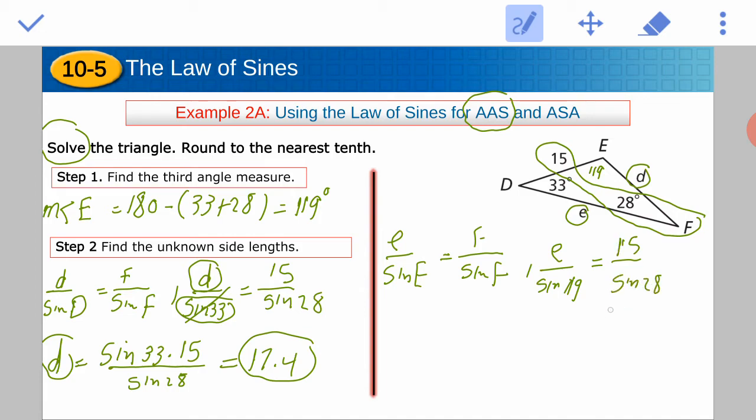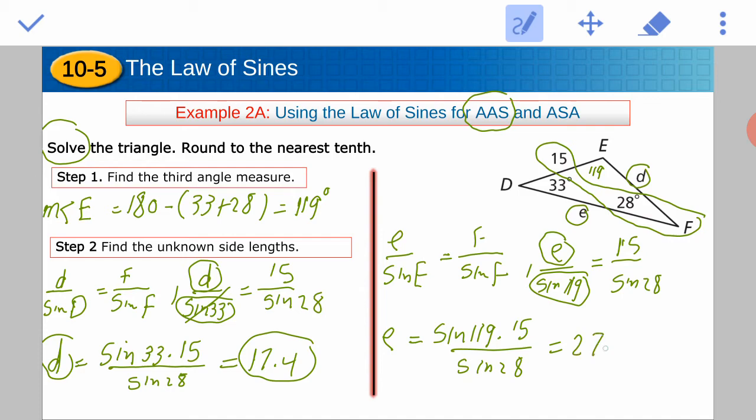Now guys, if you want to isolate this E, you need to multiply both sides by sine 119. So if you do that, you will have E isolated and equal to sine 119 times the ratio. This ratio is 15 over sine 28. If you compute that, you will have the side E. The side E is going to be 27.9.